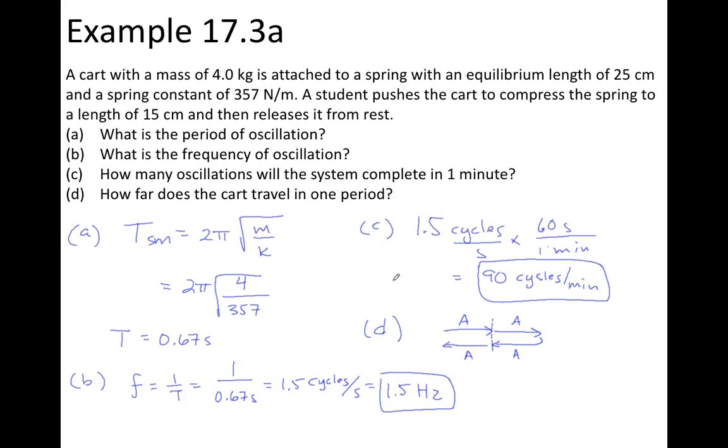and then it continues moving all the way back to where it started, another distance A. So the total distance that the cart is going to move in 1 period is 4 times the amplitude. It has an equilibrium length of 25 and a compressed length of 15, so the actual compression distance is 10 centimeters, and 4 times 10 centimeters gives us 40 centimeters. So in one cycle, the cart moves a grand total of 40 centimeters.